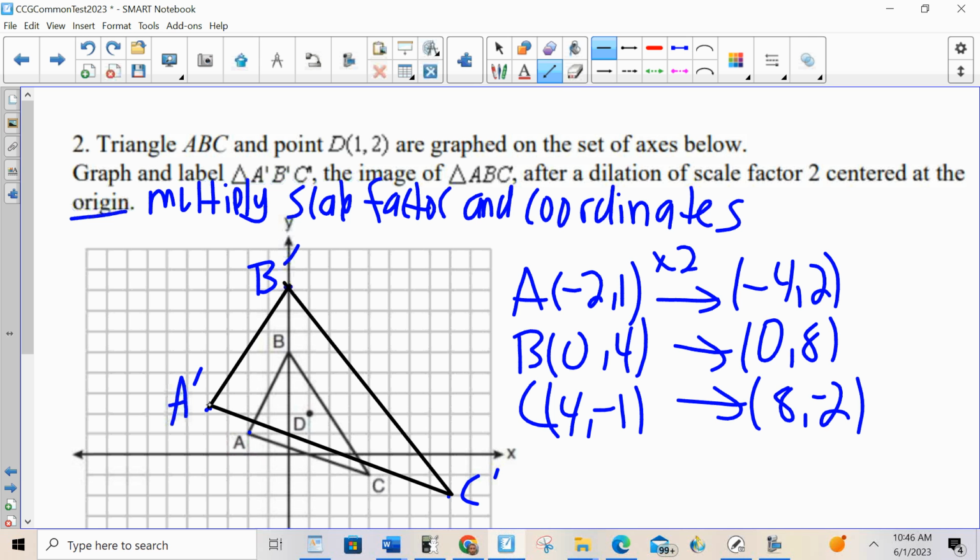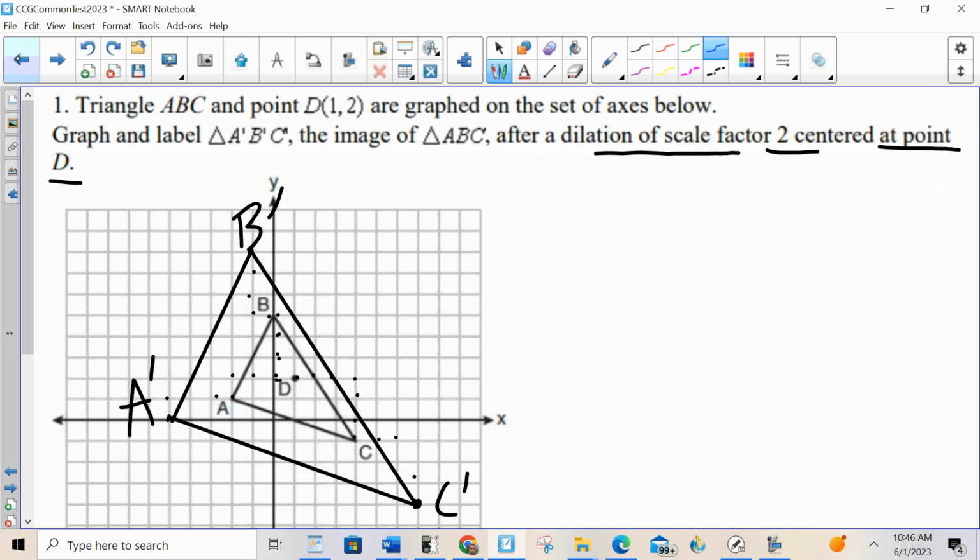and there's my dilation. So if I'm dilating a shape, if the center of dilation is the origin, I'm multiplying the scale factor and the coordinates, and if the center of dilation is not the origin, I'm counting from the center of dilation to each point the scale factor number of times.